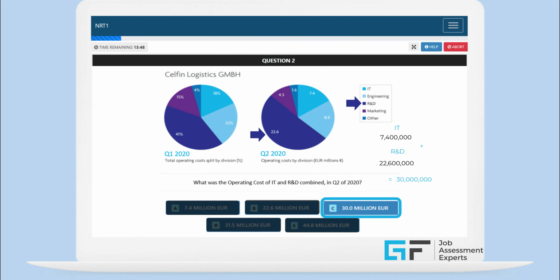This question is very simple in terms of mathematical ability. However, some people will still get this question wrong as they've not read it correctly.